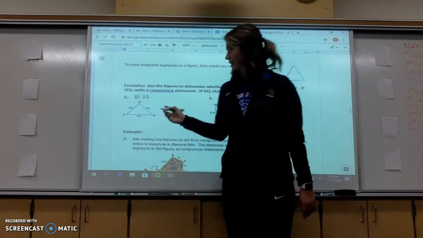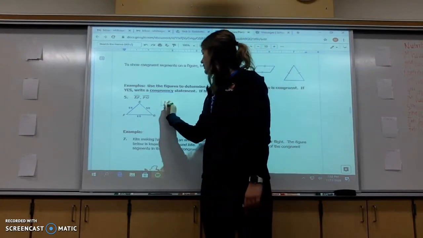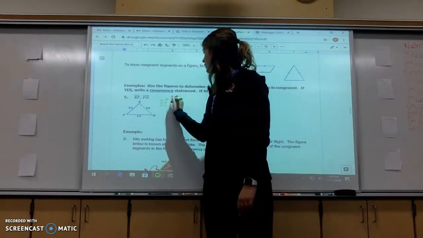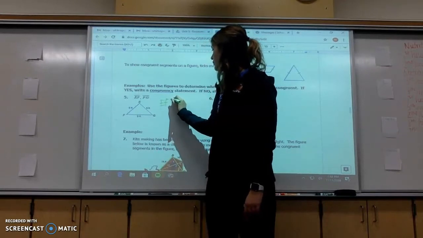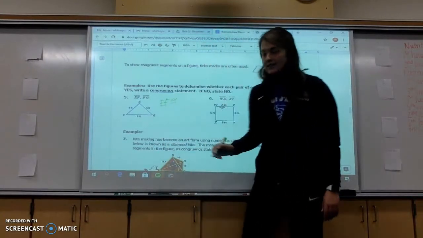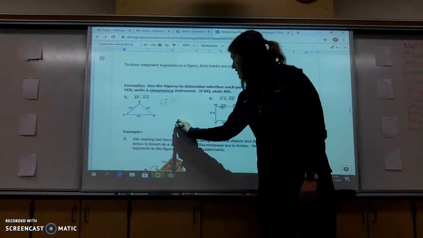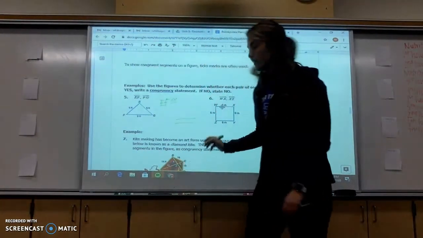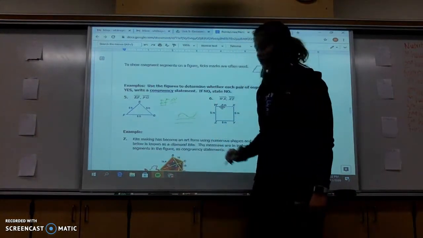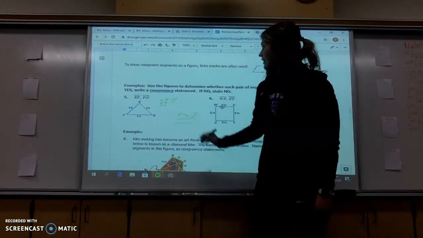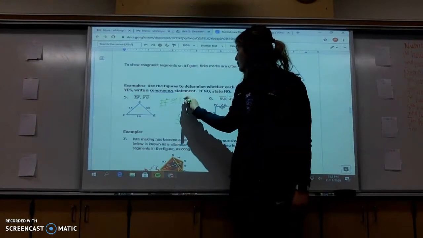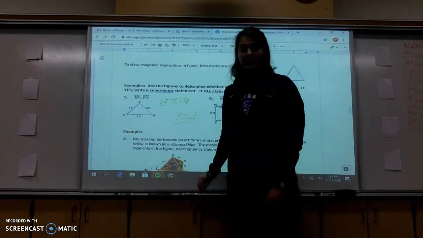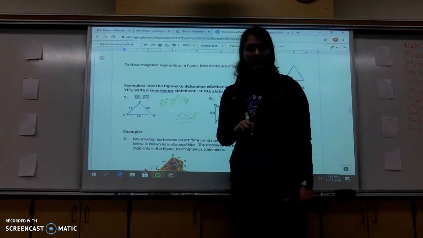When we write this, we're going to write EF. This is our symbol for congruency. I'll try to make it bigger. It is an equal sign with a little squiggly above it, like this. Okay, you see that? EF and FG, we decided that 6 feet and 8 feet are not the same, so they are not congruent, so slash it out.